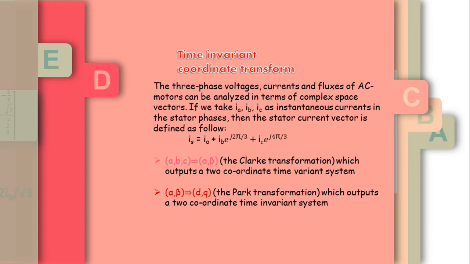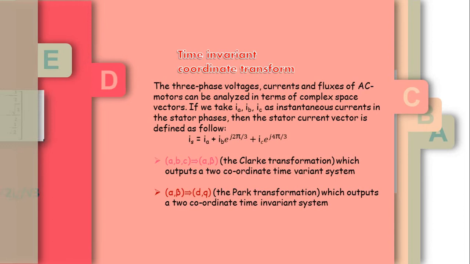This transformation is divided into two steps. First, the A, B, C axes of the three-phase system are transformed to alpha beta, which is the Clarke transformation, which outputs a two coordinate time variant system. The other transformation is the Park transformation, where the output of the Clarke transformation, alpha beta, is further transformed to DQ coordinates, which outputs a two coordinate time invariant system.